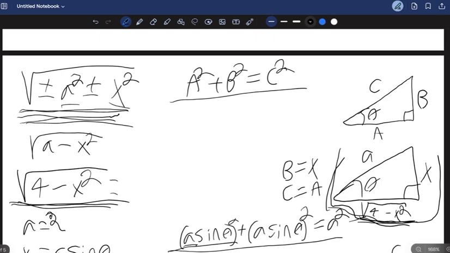The way I think about it is, in the first one here, it's a squared plus x squared, and that's like a squared plus b squared equals c squared. If you have a squared plus x squared equals c squared, and you want to get c by itself, you'd square root the whole thing. So you know this is the combination of a and b, which is c, so the whole radical is c.